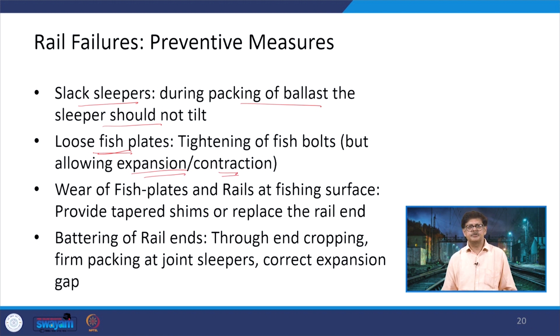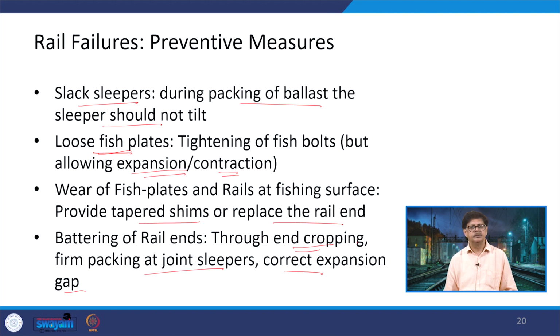Then the wear of the fish plates and the rails at the fishing surface: if there is wear, then provide tempered shims or replace the rail end. Okay, so if it is happening at any of the fishing surfaces, or the fish plates which have been provided at the top surface are getting worn out, then this can be done. If there is a battering of the rail end, then end cropping is to be done, with firm packing at the joint sleepers, and the expansion gap corrected. These are the things which need to be done.